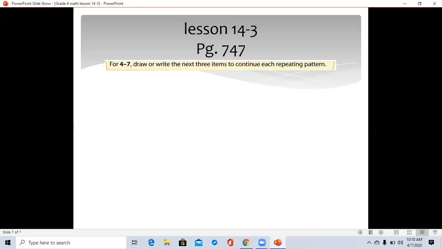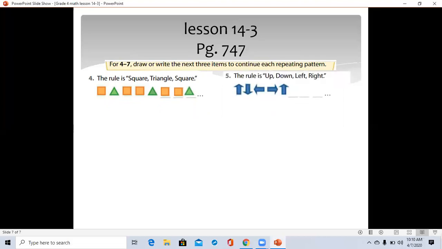For questions 4 to 7, draw and write the next 3 items to continue each repeating pattern. The rule is square, triangle, square. Question number 5. The rule is up, down, left, right. So if I have up, the next ones will be down, left, and right. Question number 6. The rule is 1, 1, 2, 1, 1, 2, 1, 1, 2. So the next numbers will be 1, 1, 2.